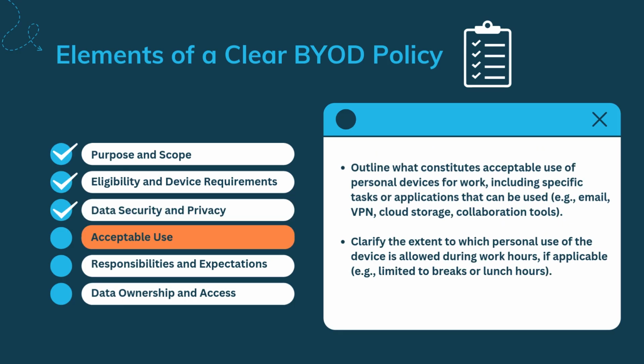The acceptable use portion of the policy should explain what's okay when you're using your personal device for work. It should cover things like which tasks or apps you can use for work purposes, such as email, VPN, cloud storage, and collaboration tools. It should also make clear how much personal use of your device is allowed during working hours. For example, personal use might be limited to breaks or lunch, just to keep things focused on work when you're on the clock.